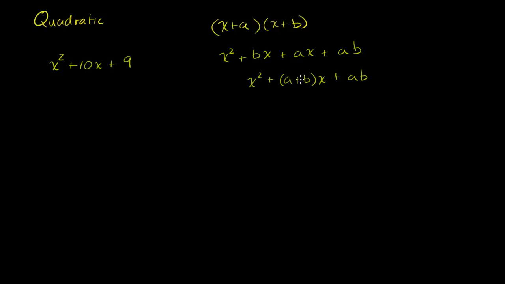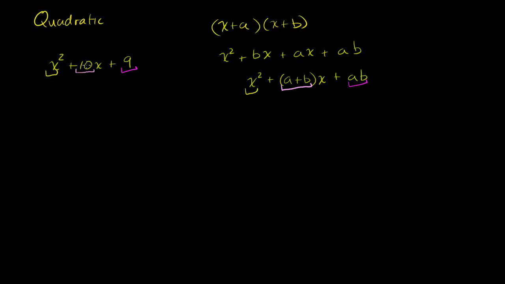So in general, if we assume that this is the product of two binomials, we see that this middle coefficient on the x term, or you could say the first degree coefficient, is going to be the sum of our a and b. And then the constant term is going to be the product of our a and b. Notice this would map to this, and this would map to this. And of course, this is the same thing as this.